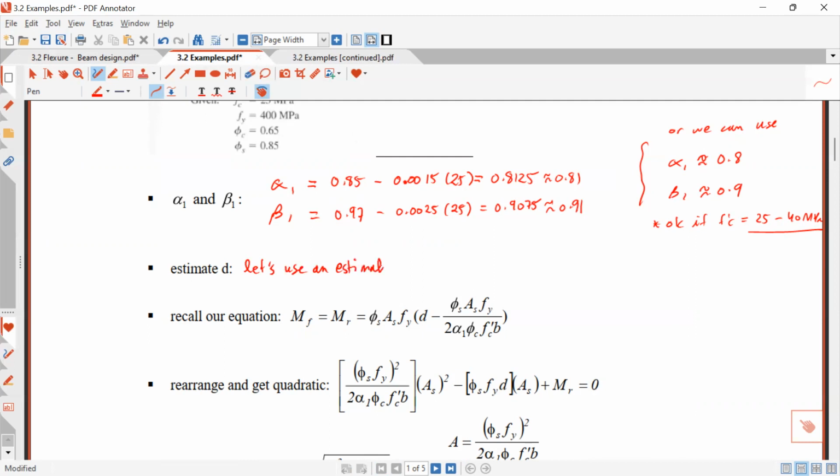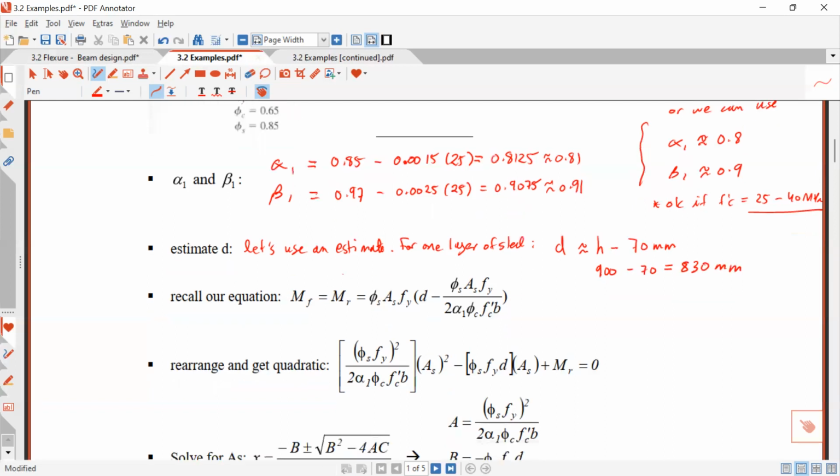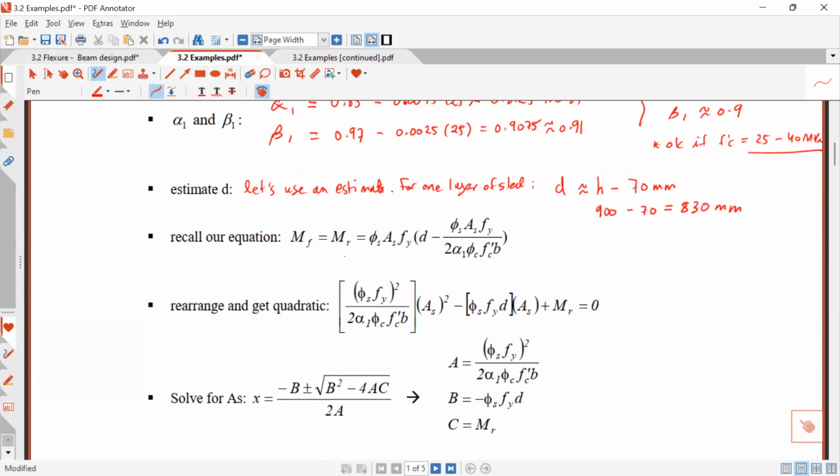An estimate, okay, for one layer of steel. This D is approximately H minus 70 millimeters. So this is 900 minus 70. It's 830 millimeters. Okay, so that's our estimate of D.